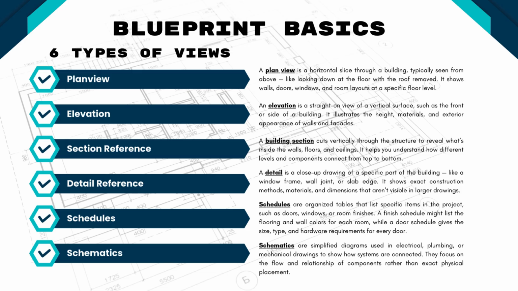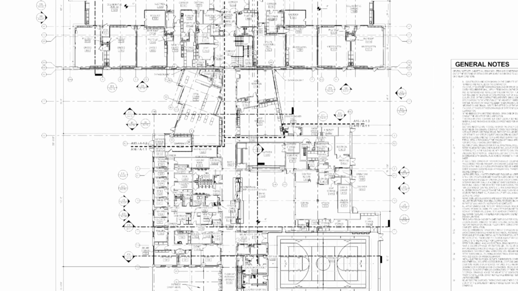Now, schematics are simplified diagrams used in electrical, plumbing, or mechanical drawings to show how systems are connected. They focus on the flow and relationship of components rather than the exact physical placement. So a blueprint is made up of different types of drawings. You've got your floor plan, that's your overhead view, like you're looking down over a building from a bird's eye view with the roof peeled off.